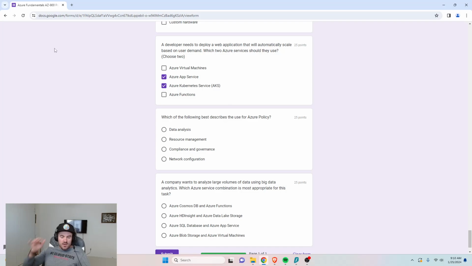Kubernetes service, however, you can orchestrate your containers, which contain everything your applications need to run, except for the operating system, of course. Okay, so I'm gonna go with those two.